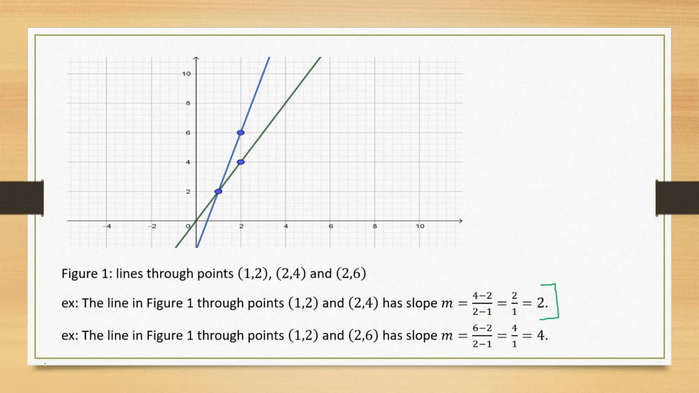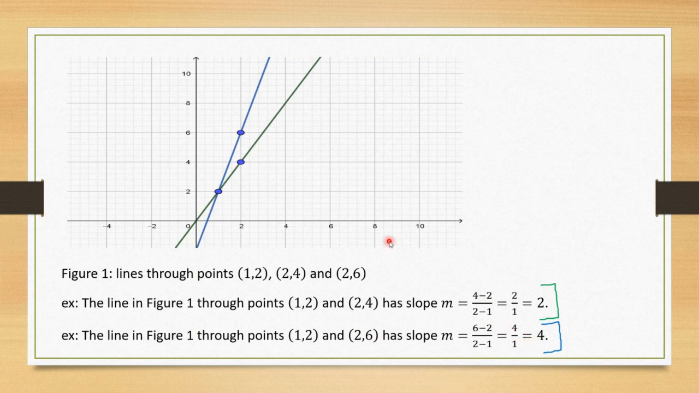For the blue line, it's similar. That line is going through the points 1, 2, and 2, 6. It's graphed here. So it's the same idea. Essentially, in this calculation, you're replacing 4 with 6. So we have 6 minus 2 over 2 minus 1. As you can see, 6 and 2 come from the same point. They're on top of each other. 2 and 1 from the same point. They're also on top of each other. And we get 4 over 1, which is 4.